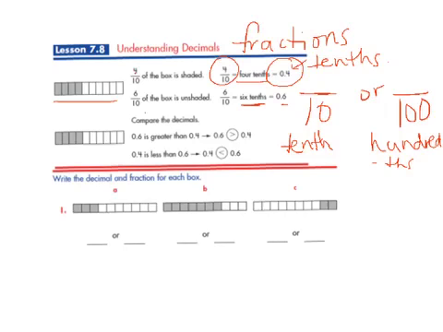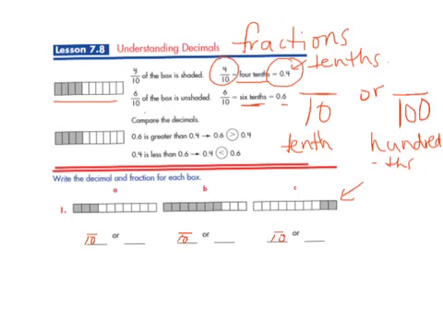Okay. Take a moment and write a fraction and a decimal for each of these pictures. Press pause and go ahead. All right, so all of these are tenths. So as a decimal, it would be out of 10 for each of them. And as a fraction. And as a decimal, it would be in the tenths place.